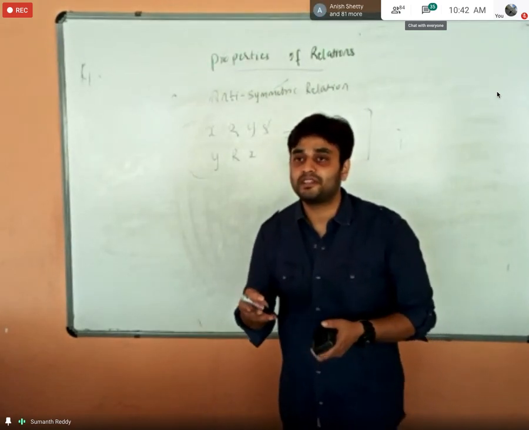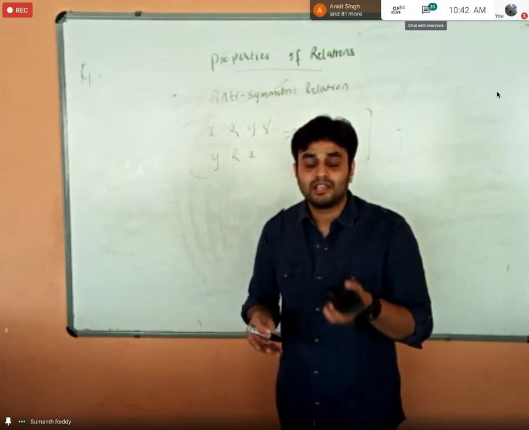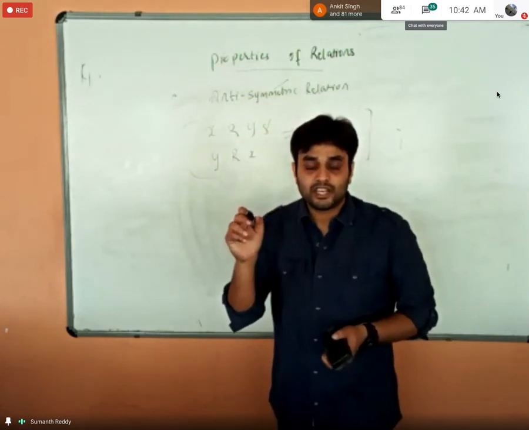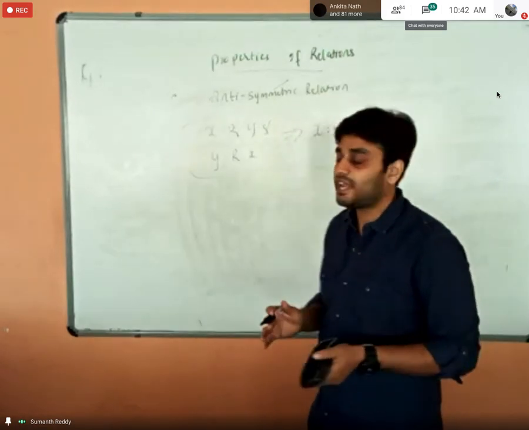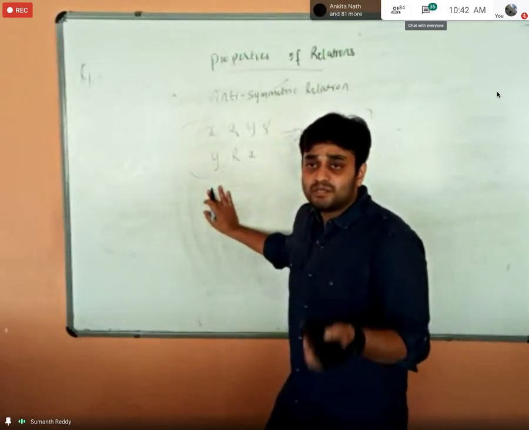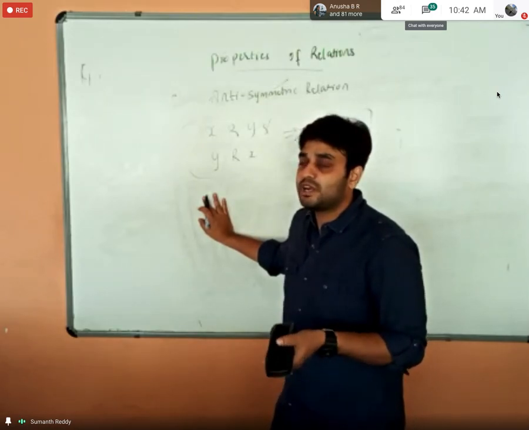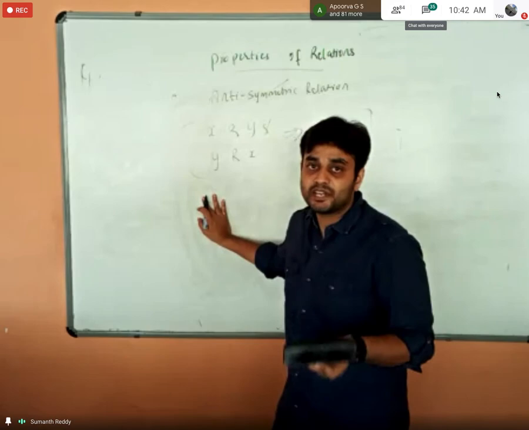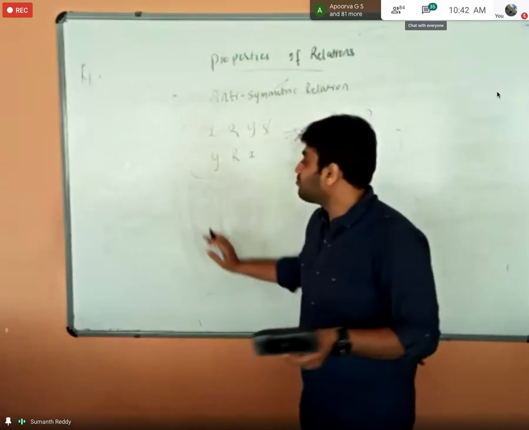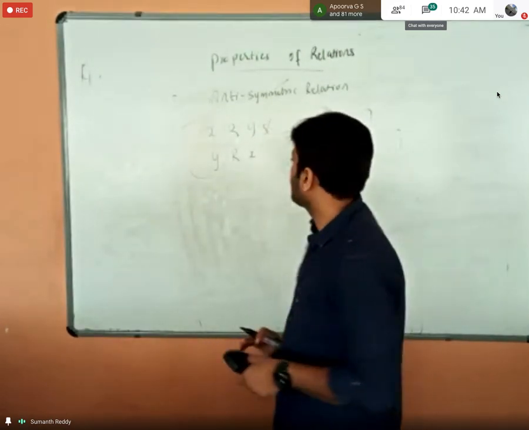Similarly, I have given the example of less than or equal to. X is less than or equal to y and y is less than or equal to x is possible only when x and y are same. So here you can tell that the divisibility, multiple of, less than or equal to, and even the subset relation, all these relations satisfy the anti-symmetric property. We will solve more problems on this. You will understand better. No need to worry.